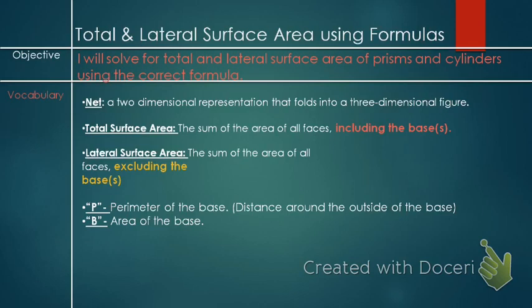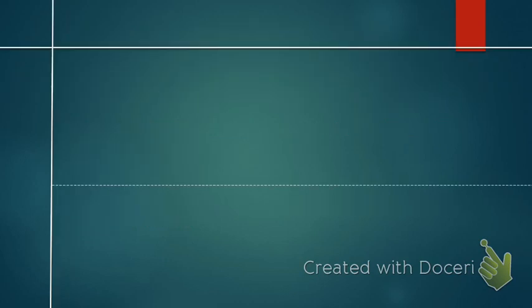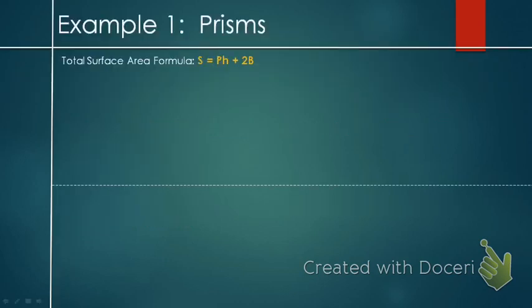Your new one now is a capital P, your big P, which is the perimeter of the base, so the distance around the outside of the base. And then big B, your area of the base. Okay, our first one is a prism.